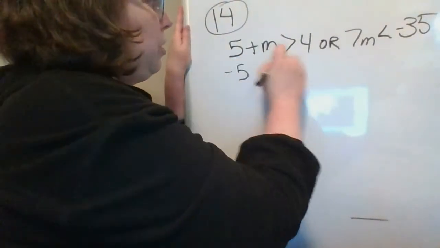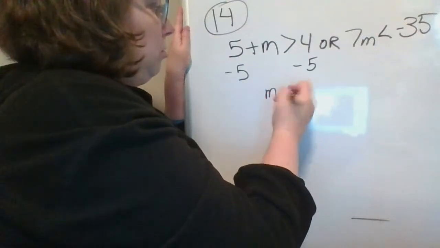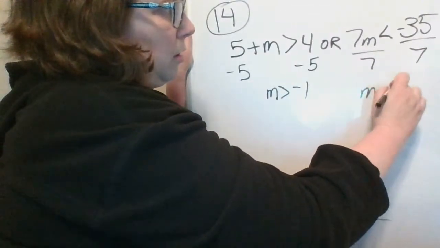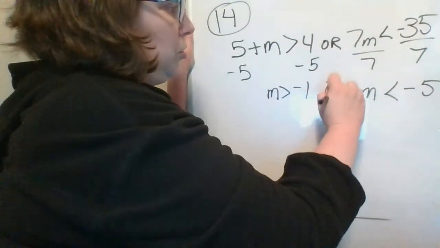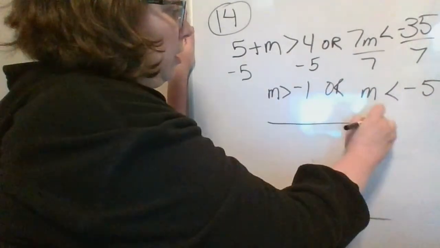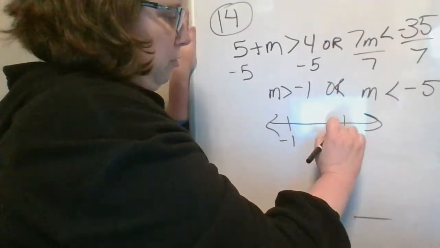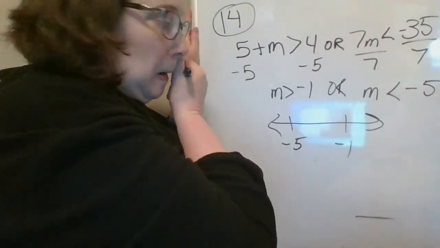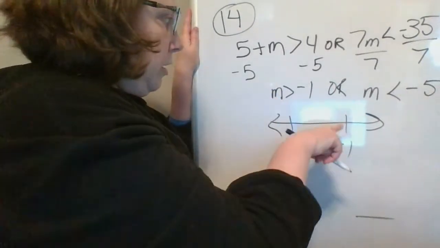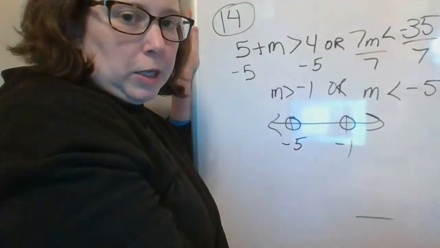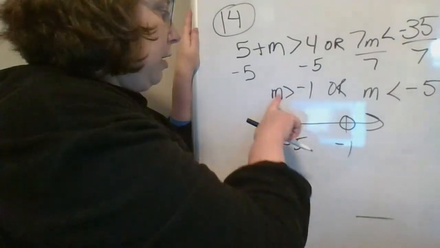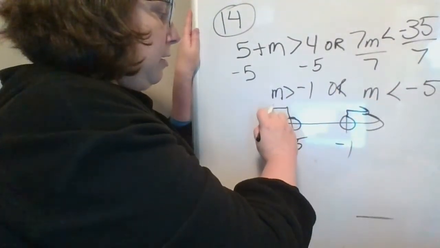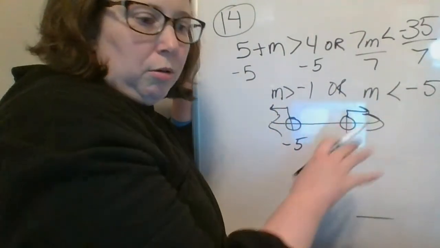So when we solve these, we do it just like you would an inequality. And there are our solutions. I like to put or between them. And then when we go to graph it, we're going to graph our two numbers. Negative 5 is smaller than negative 1, so I need to put that over here. And then, negative 1, we have 2 open circles because neither one has the or equal to. And then if you look at this, m is greater than negative 1, m is less than negative 5, and our graphs do go out like they should go.